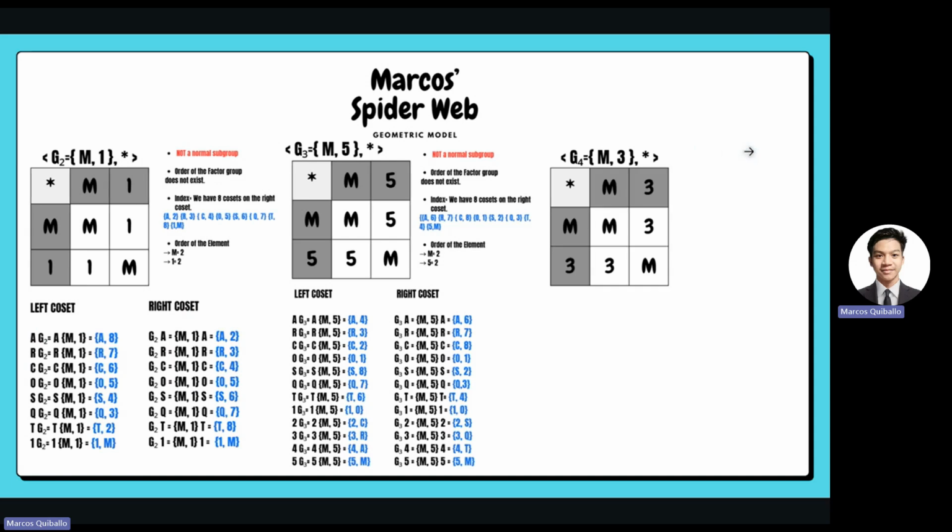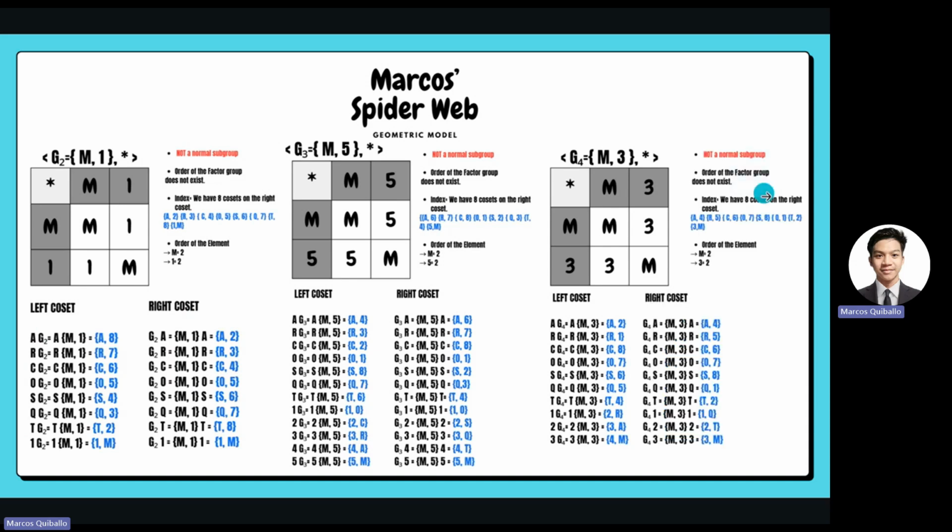So for G sub 4, it's like what we have done in the previous example for subgroup G sub 3. What you can see here is not equal. So therefore, it is not a normal subgroup. Since it is not a normal subgroup, again, we can conclude that the order of the factor group does not exist. So for our index, we have 8 cosets on the right cosets, which are the results after we find the right coset. For the order of the element, M is equal to 2 and 3 is equal to 2.